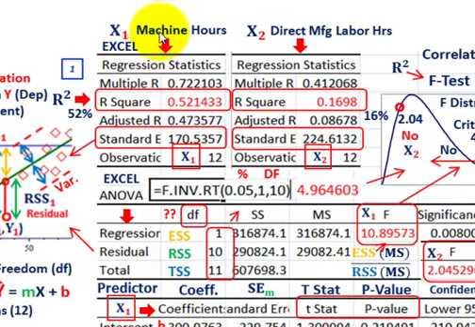Now let's look at a comparison between these two independent variables and see which one is a better choice for our model. First off, X1 represents our machine hours and X2 represents our direct manufacturing labor hours, and we'll do a comparison between those two. We're going to start out with our correlation statistics to see which of the two is better. Here's where we're going to look at our R squared value and also our standard error.